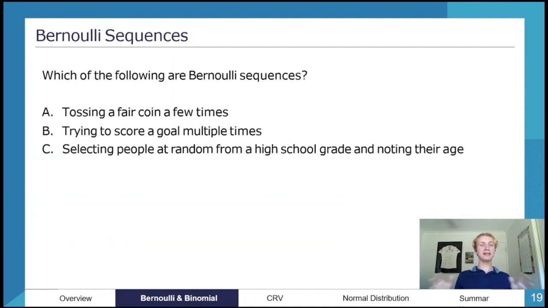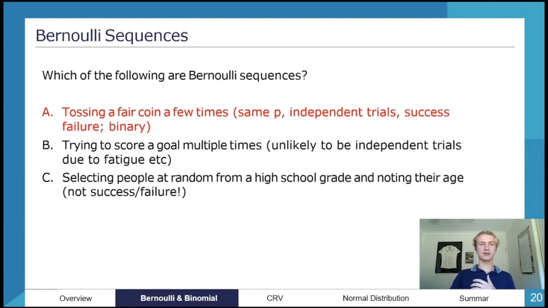Okay, so here's an example, as I said, where we're going to actually test this in an actual scenario. Which of the following is a Bernoulli sequence? If you're rewatching this, you can pause it, have a go. If not, I'm going to go through them now. The only one that I've classified as a Bernoulli sequence is A. B could be, but technically it's not.